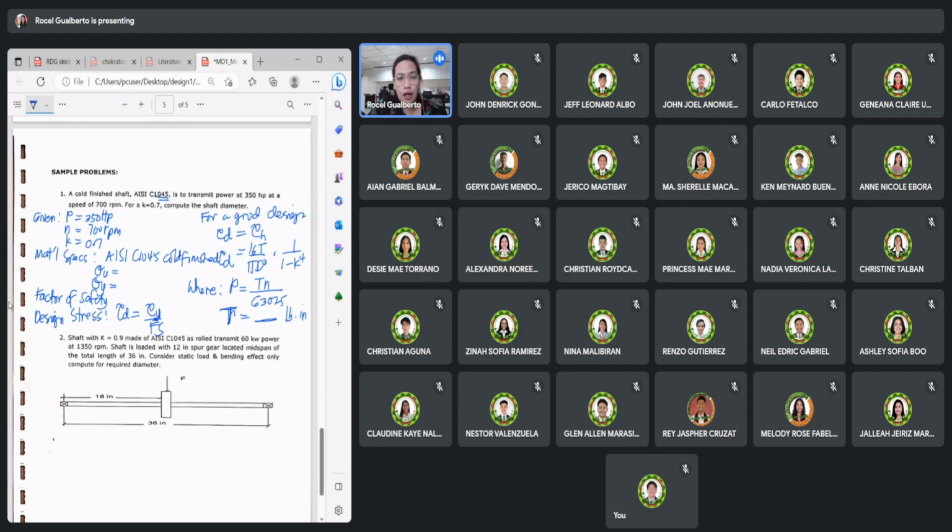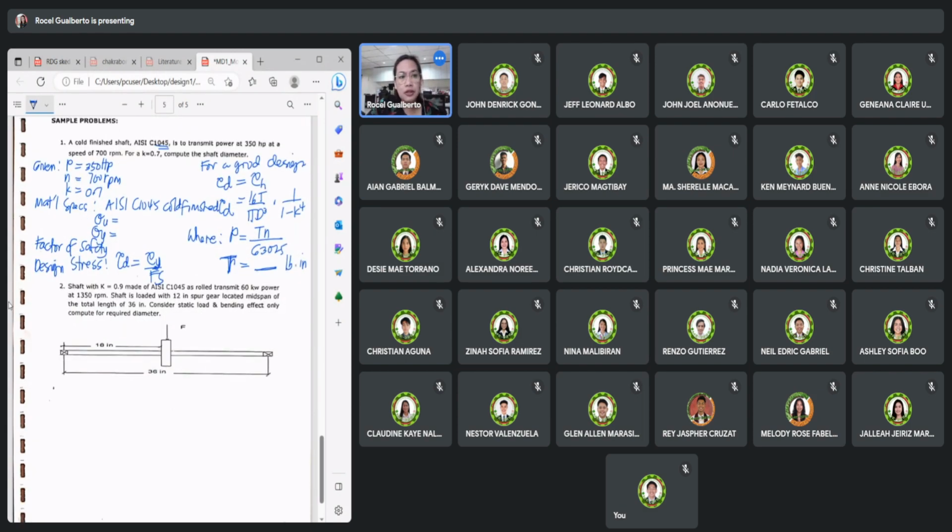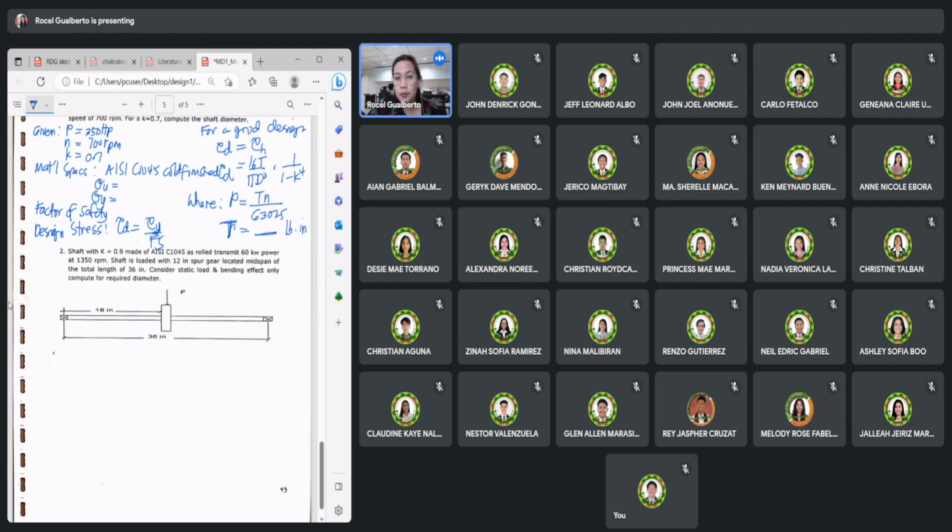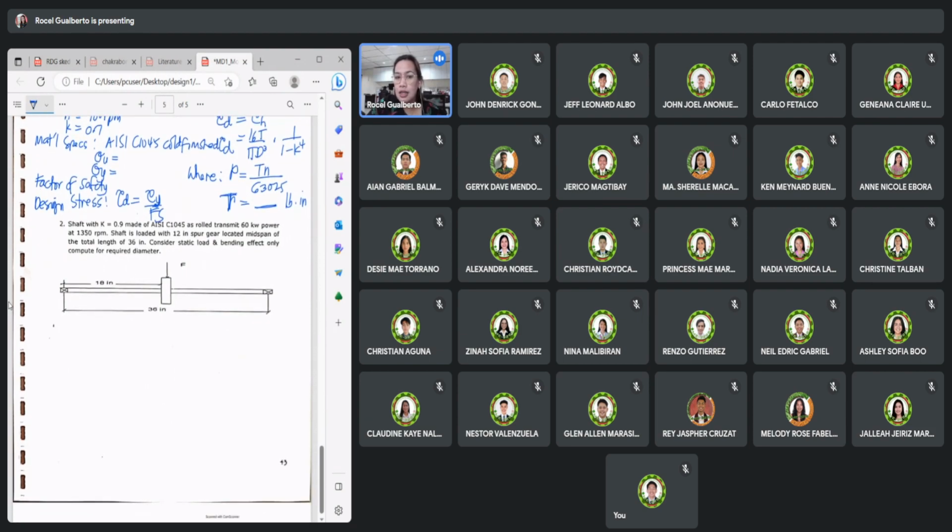Okay, so para diretso na yung pagsusolve nyo, okay, let us have naman po yung problem 2. Okay, yung problem 2 naman, this is under pure bending. Okay, so let us have number 2. A shaft with K equal to 0.9 made of AISI C1045 as rolled transmits 60 kilowatt power at 1350 RPM. Okay, shaft is loaded with 12-inch spur gear located mid-span of the total length of 36 inches. Consider static load and bending effect only.